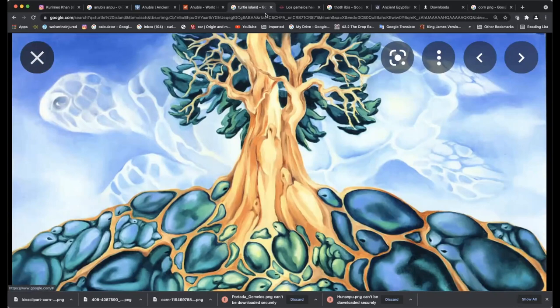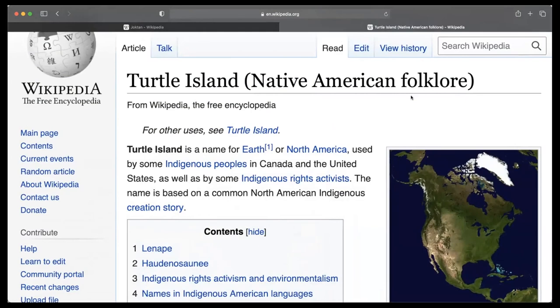So just to correlate, we all know North American mythology. Shout out to A New Breed for the stories he puts on his channel. There's actually a great one there about the Turtle Island creation story. But as it says here in Wikipedia, just some general info, just so you guys can see that it's not just in Central America.